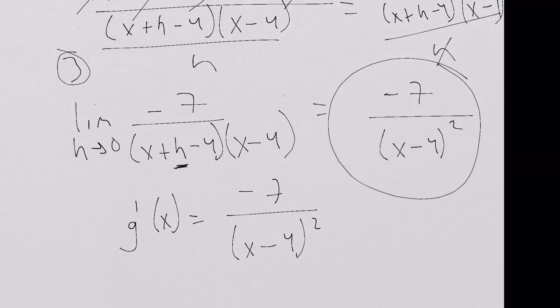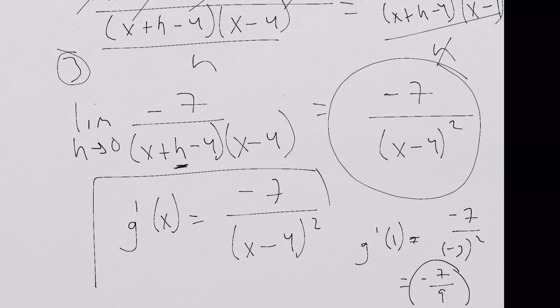So if I wanted to find what is the slope of my function when x is 1, I would just plug 1 into my derivative function. So I'd get negative 7 over 1 minus 4 is negative 3, so negative 3 squared. So I'd get negative 7/9 as my slope of the tangent line when x equals 1. But I think this question was just asking for our derivative.